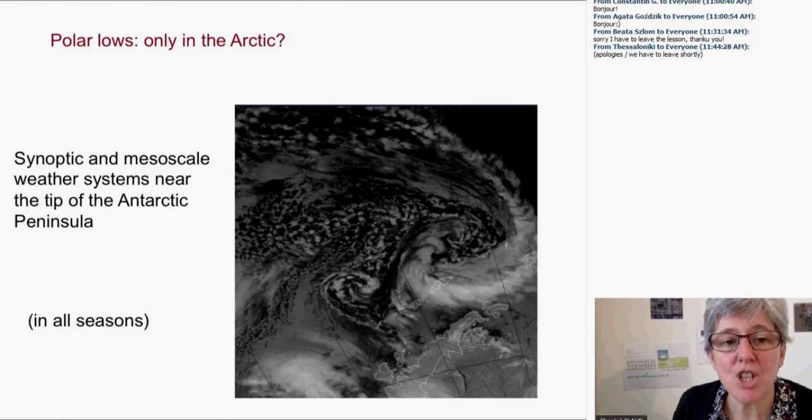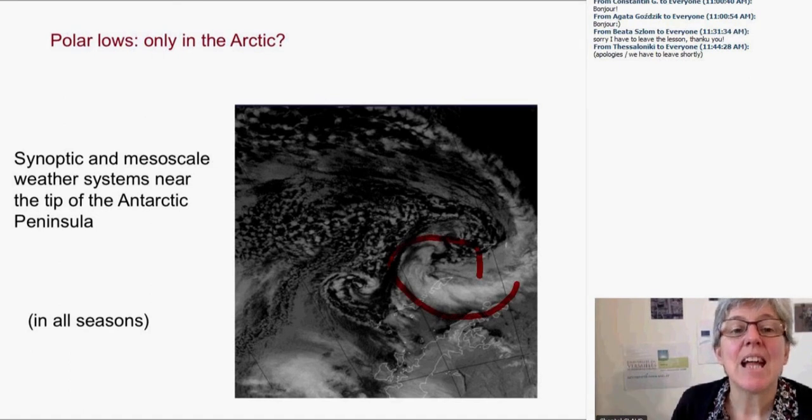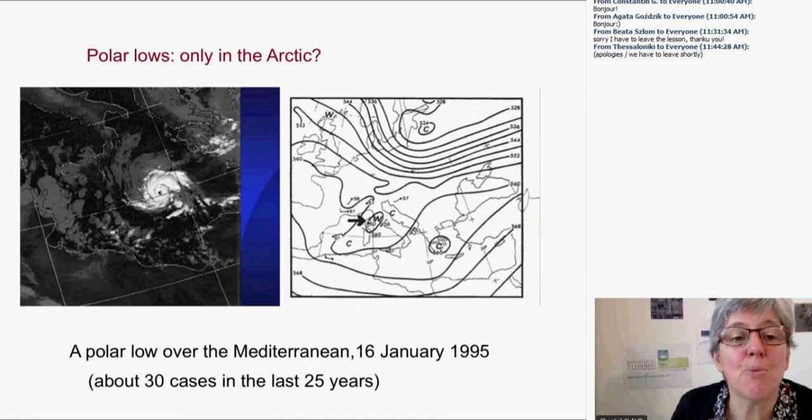And to finish, I would just mention that we have some kind of polar lows over Antarctica as well. This is the Antarctic Peninsula, so you have polar lows here and here, the second one. And we can also have systems which are pretty similar to polar lows over the Mediterranean Sea. This is what we call Mediterranean hurricane or tropical-like Mediterranean systems. And that's basically all I wanted to say.